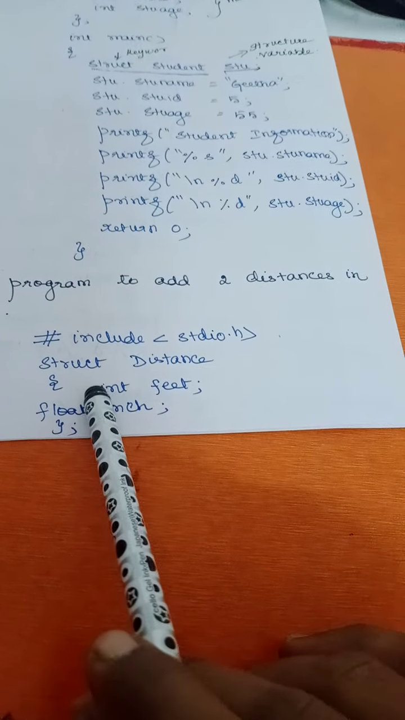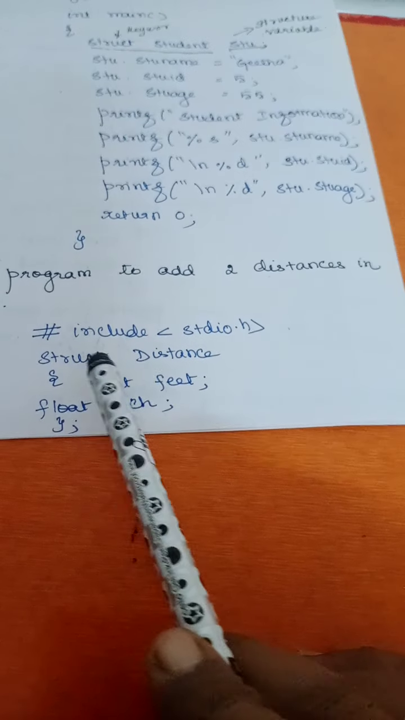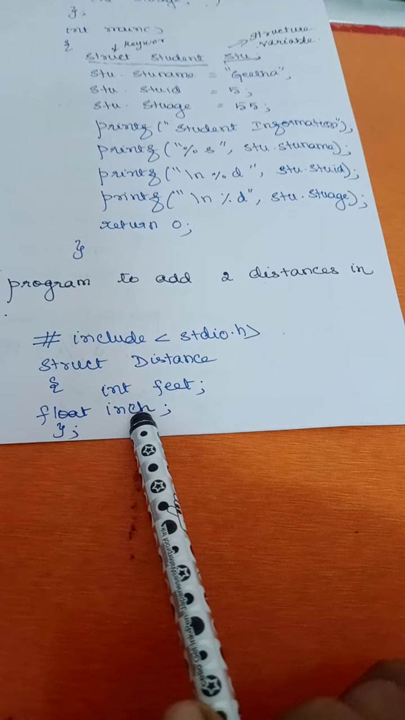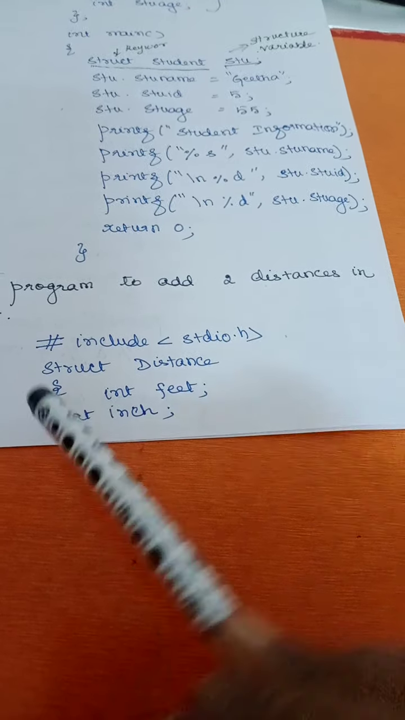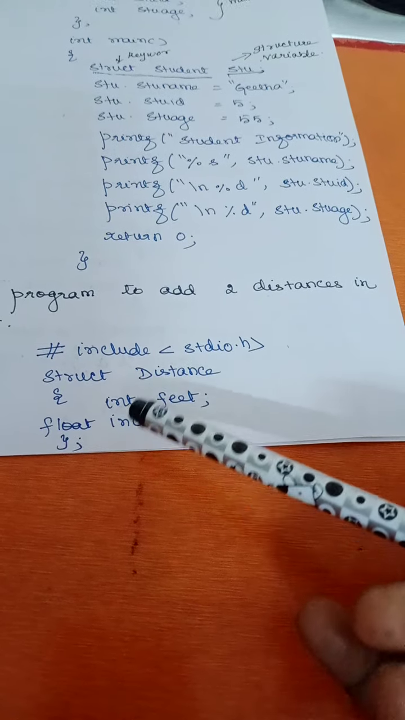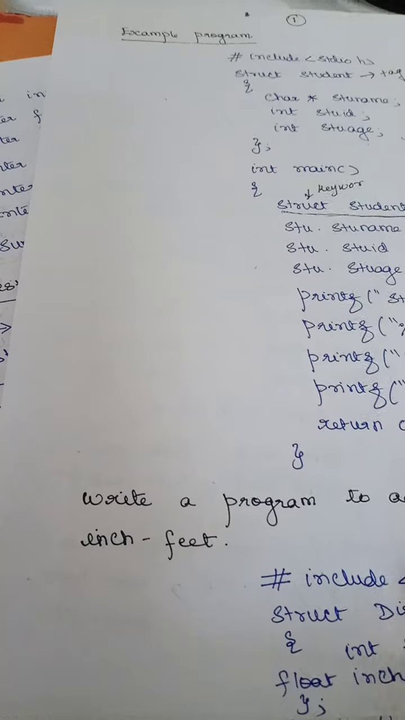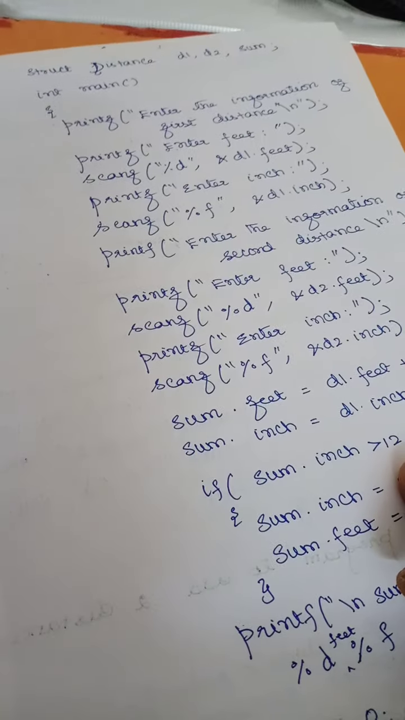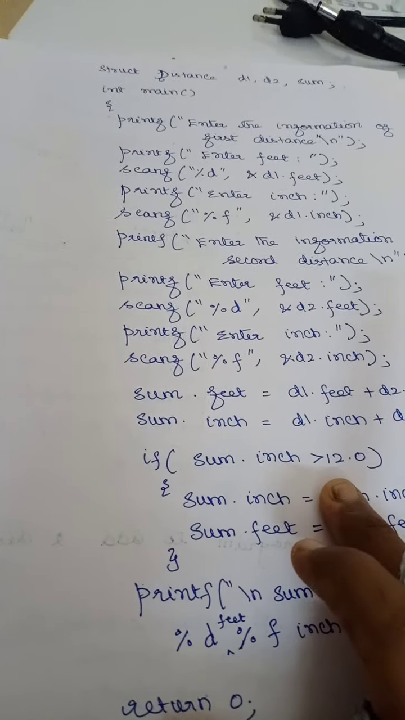So I am going to declare a structure where I am going to declare two things. One is going to be the feet and another one is going to be an inch. So if you want, you can make both the things float, no problem, right? Just to differentiate, I have used one int and another float, right? If you want, you can make both your feet and inch float, right?